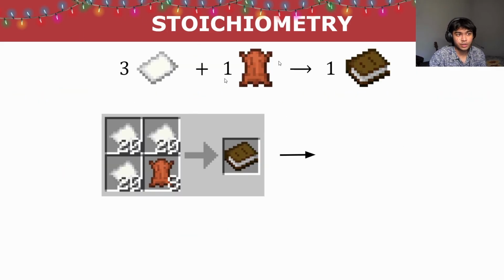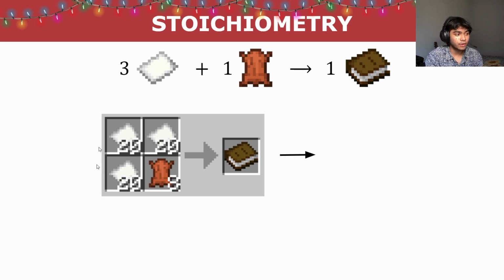Let's say we're going to stick to this book reaction where 3 paper and 1 leather form 1 book. Let's say you had 60 pieces of paper and 8 pieces of leather. How many books are you going to form? Well, with our paper, you could form 20 books. But the problem is your leather. You only have 8 leather. And with 8 leather, you can only form 8 books.